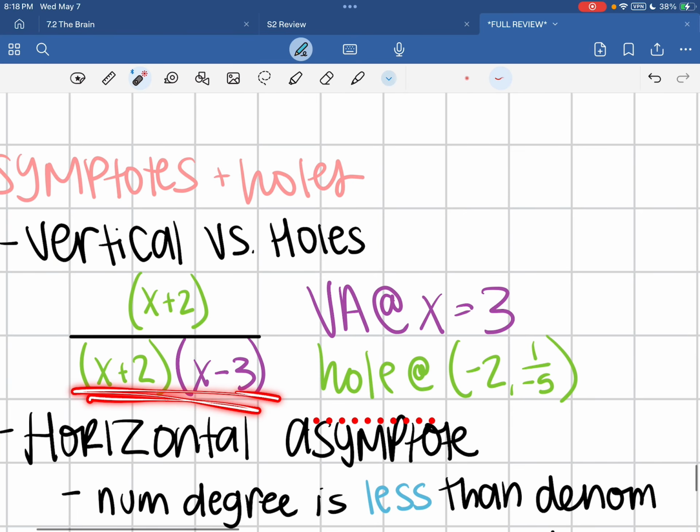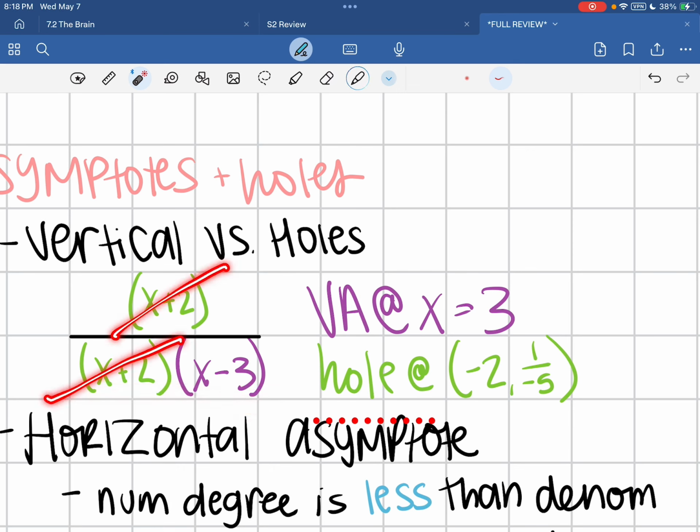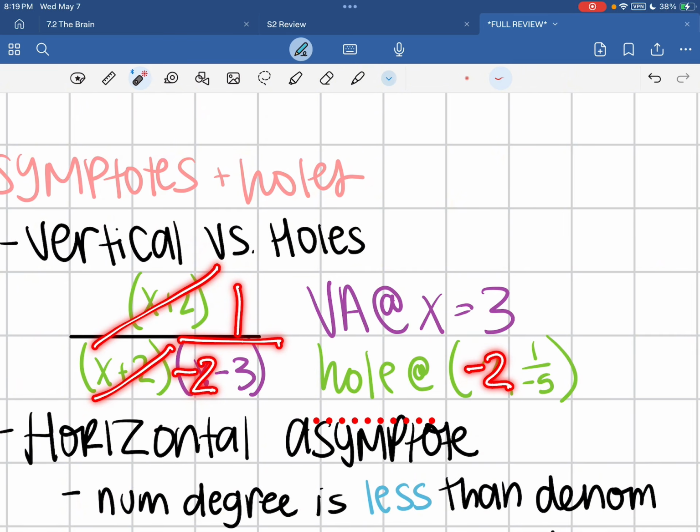And then last page, asymptotes and holes. So you're going to look at your bottom. You want to make sure it's completely factored out. And then any time it wholly cancels out, it cancels on the top and on the bottom, you have a hole. And if not, you have a vertical asymptote. So in this case, vertical asymptote at x equals 3 and a hole at negative 2, because that would make the bottom equal 0. And then you just plug in negative 2 for the rest of it. So since these cancel, you just plug in negative 2 here, and then you get 1 over negative 5.